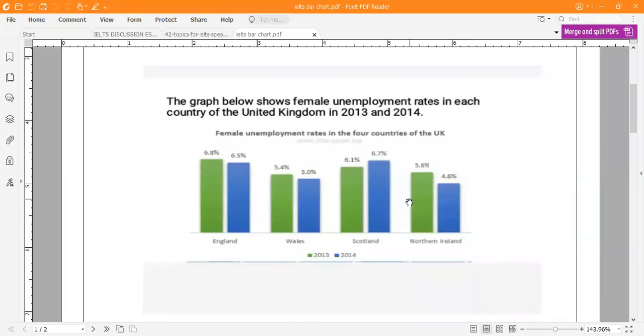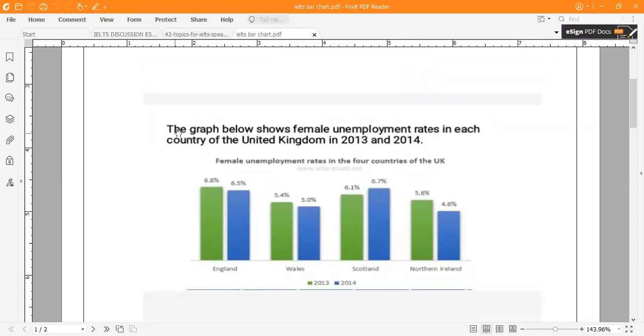So there are four parts you need to follow if you want to write, for example, a paragraph in IELTS writing part number one. You have four main points you need to write. First of all, here we have: the graph below shows female unemployment rates in each country of the United Kingdom in 2013 and 2014. So what are the countries? The countries are England, Wales, Scotland, and Northern Ireland.